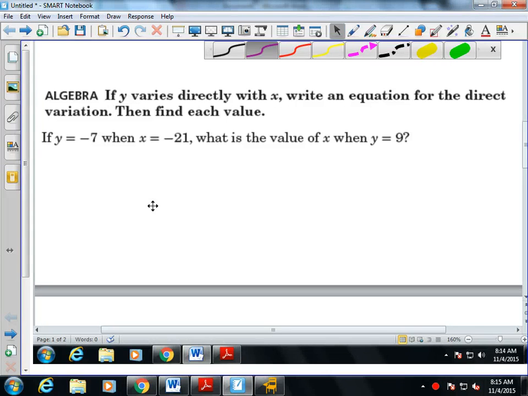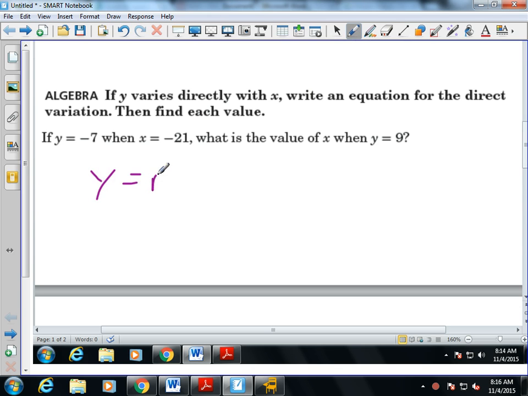Okay, here we go. We're going to do this problem. It says, if y varies directly with x, write an equation for the direct variation and then find each value. Okay, so it says if y equals -7 when x equals -21. Remember, direct variation is y equals mx. Okay, y equals mx. That's direct variation.